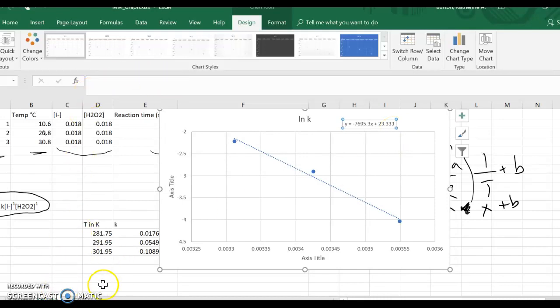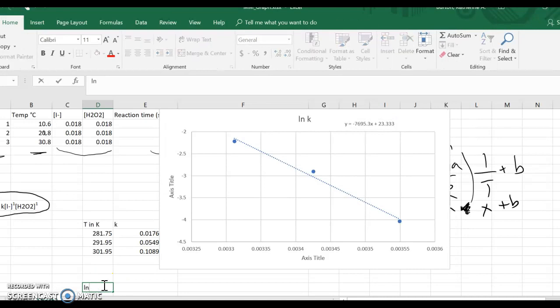How does this help? Well, this helps because if I have graphed the natural log of the rate constant k equal to minus E sub A divided by the gas constant R, multiplied by 1 divided by the temperature in kelvins, plus some intercept B, this tells me that my slope for this reaction, which has a value from my graph of minus 7695.3, is going to equal minus E sub A over R. What I'm trying to do for this whole thing is find the activation energy E sub A. Please remember that R for this is going to equal 8.314 joules per mole Kelvin.